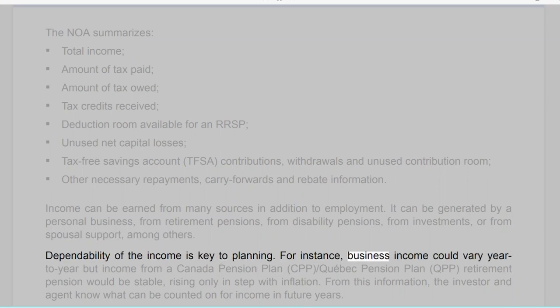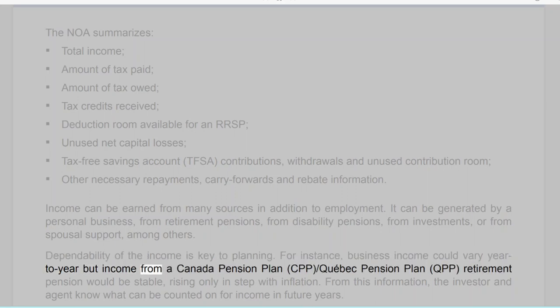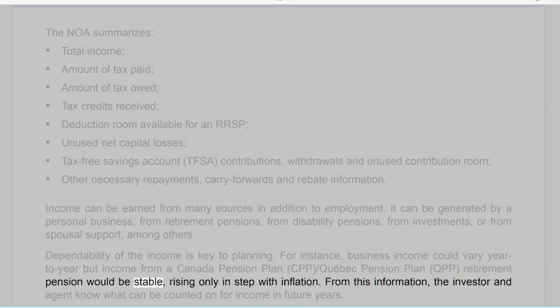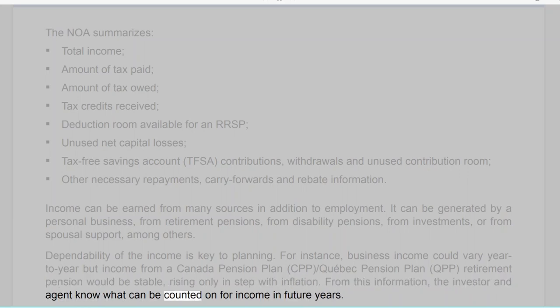For instance, business income could vary year to year, but income from a Canada Pension Plan, CPP, / Quebec Pension Plan, QPP, retirement pension would be stable, rising only in step with inflation. From this information, the investor and agent know what can be counted on for income in future years.